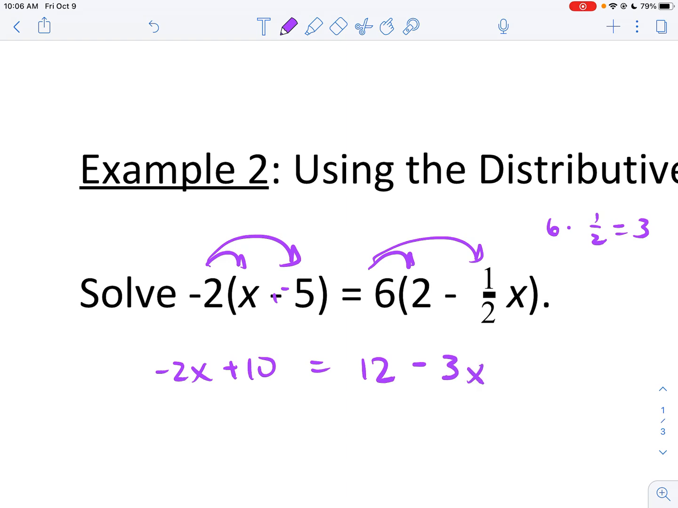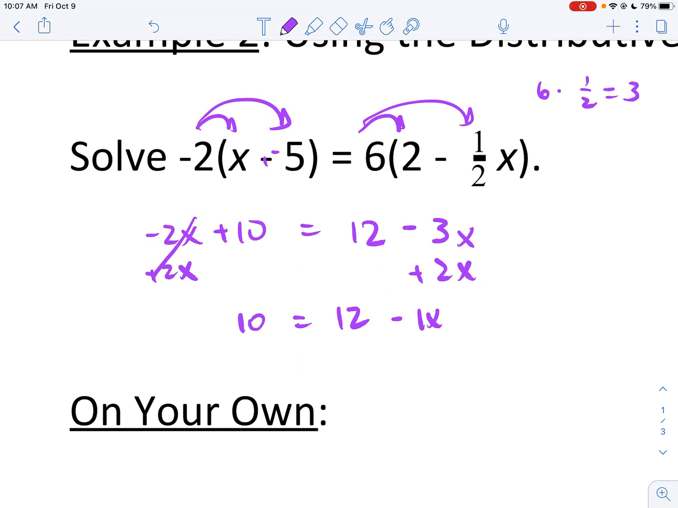So now let's move all of my variable terms to one side, all my constant terms to the other. Let's move my variable terms first. So these simplify or cancel out. You've got 10 is equal to 12 negative 3 plus 2 is negative 1x. And then step 4 is move all the constant terms to the other side. Notice how I did it here. That's minus 12, minus 12. 10 minus 12 is negative 2 is equal to negative 1x.